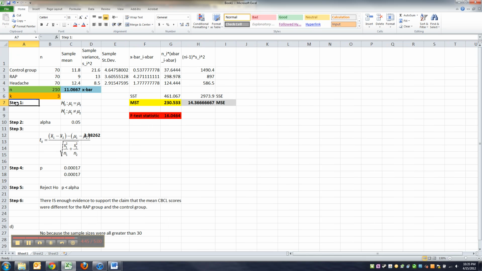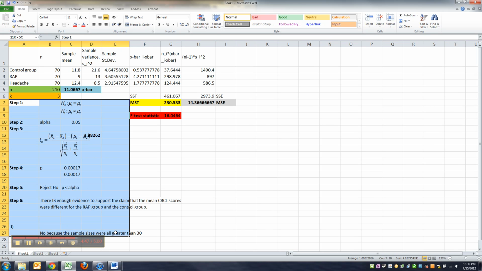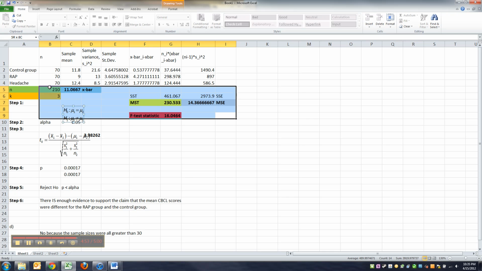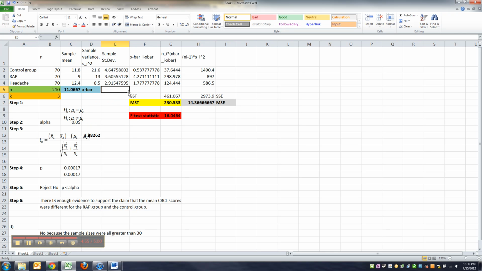So all of this stuff was really from that first part. I could move it further down if I wanted. And this stuff that we just found up here with all the colors, that's for the ANOVA. All right, I'll meet you back here to finish up.